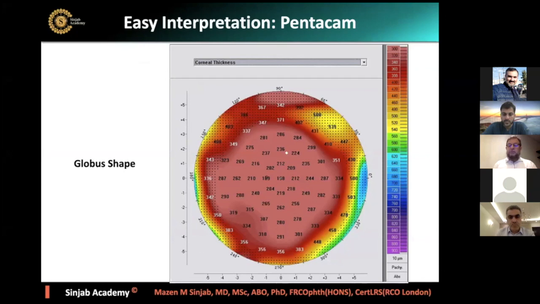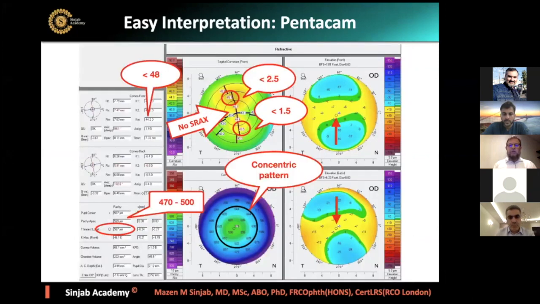Now, these shapes can be applied exactly in Cyrus and Galilei. This is why I'm not showing those two systems in this regard.